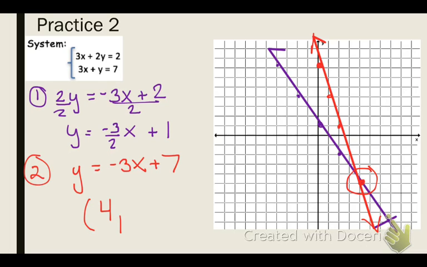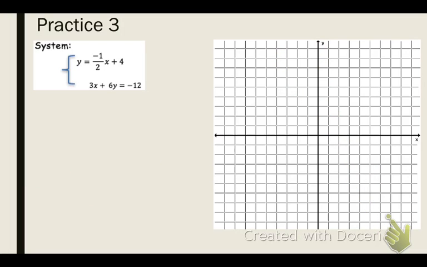Down 1, 2, 3, 4, 5. (4, -5) is the ordered pair that satisfies this solution. Okay, one more. Straight up practice.